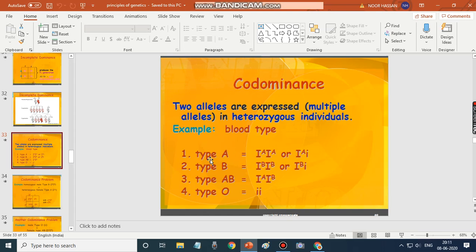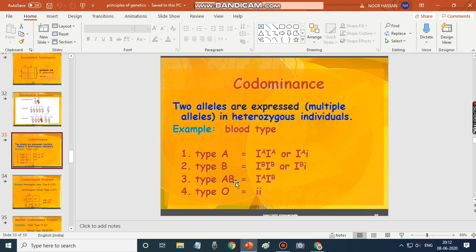For example, blood group A. The alleles that control blood group A are IA IA, and IA and small i O. There are multiple alleles; not only one pair, even the other pair controls blood group A. So capital I A, capital I A, or capital I A, small i O. Not dot, it is O. All these alleles control blood group A. Likewise, blood group B is capital I B, capital I B, or capital I B and small i O. These control blood group B.